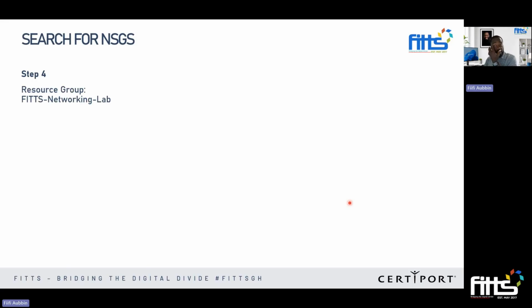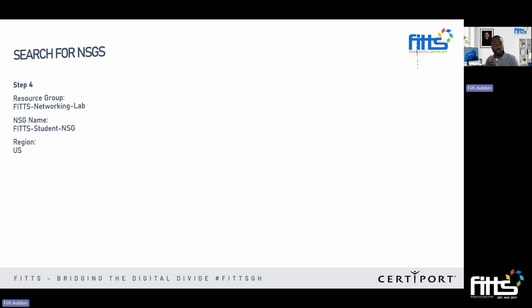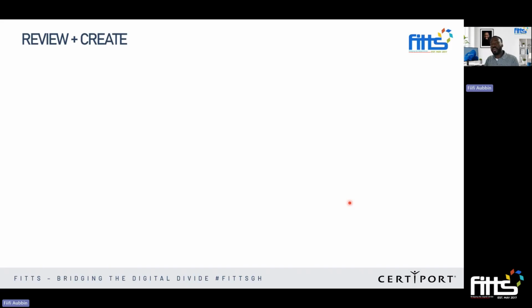Now we search for our resource group, which you already have, which is the FITTS Networking Lab. That's where we're putting our NSG in, you know, how to organize everything digitally. And we pick our region, which is US, I think West or East, I'm not too sure, but when we do it, you get to see it. After you've gone through it, you click review plus create, then create. Once all the validations have completed, the NSG is successfully created, and now we have our FITTS student NSG.